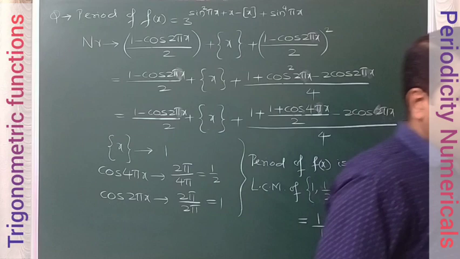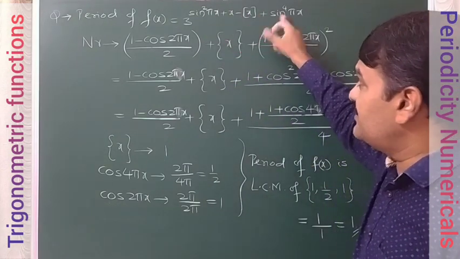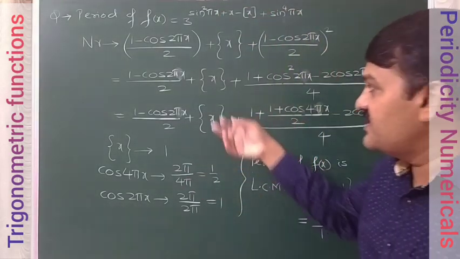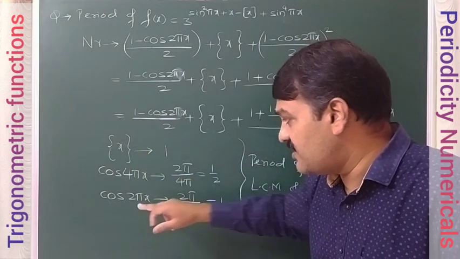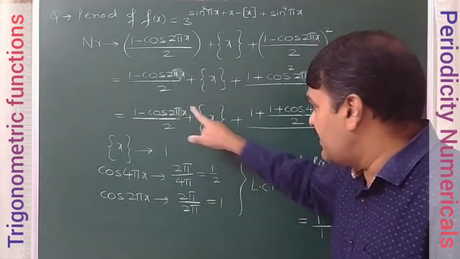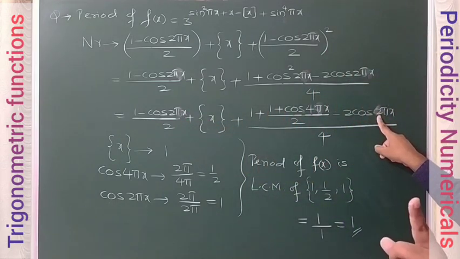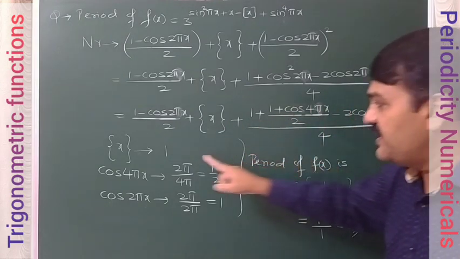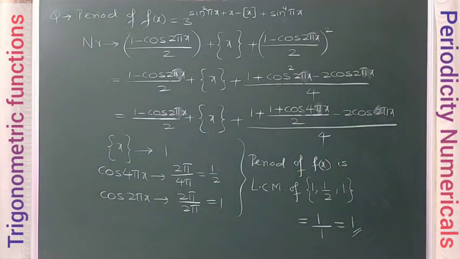So we have modified the functions here such that the square and power 4 are eliminated. We get simple sine or cos functions, and then we can apply the period formulas. Actually we have 4 functions here, but 2 pi x is repeating, so we have taken it only once. So for 3 different functions, you write the individual periods, and the LCM of those will be the period of f of x. Okay.